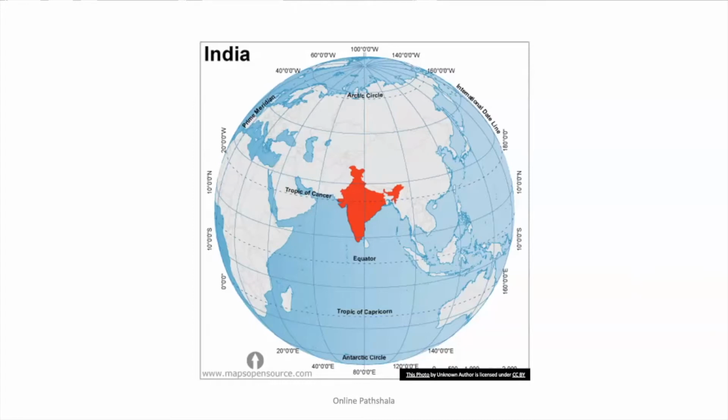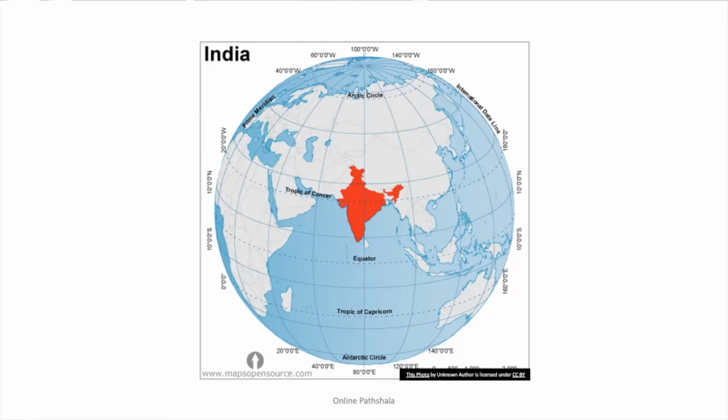northern hemisphere. Now, the mainland extends between the latitudes 8 degrees 4 minutes north and 37 degrees 6 minutes north. So this is the north direction, that is these two. And in terms of the longitudes, that is along this line, it extends from 68 degrees 7 minutes east to 97 degrees 25 minutes east.